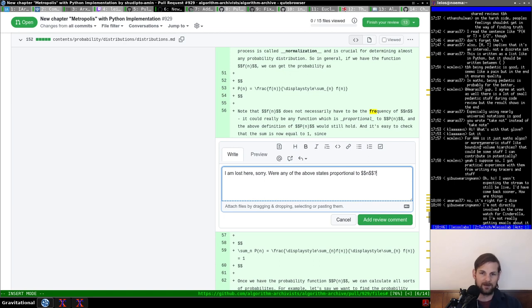So note that f of n does not necessarily have to be the frequency of n. It could really be any function which is proportional to p of n, and the above definition of p of n would still hold. It's easy to check that the sum is now equal to 1, since the following.